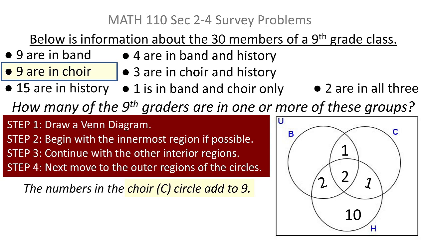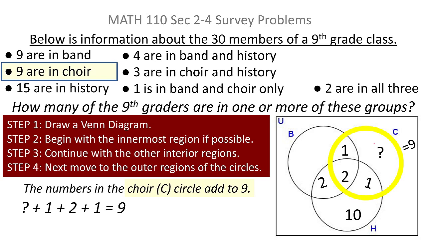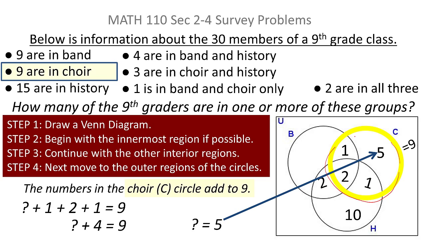So maybe you go now to the choir circle. The choir circle has to come up with 9 because it says 9 are in choir. Not that 9 are in choir only, but there are 9 people inside of the choir circle. So again, it's an addition problem. You have to add up all of these numbers and set them equal to 9. And of course, 1 plus 2 plus 1 is 4, and if you subtract 4 from both sides, you'll end up with a 5. So there are 5 people who are taking choir only. But when you add up everybody in the choir circle, you get 9, which is what it says.